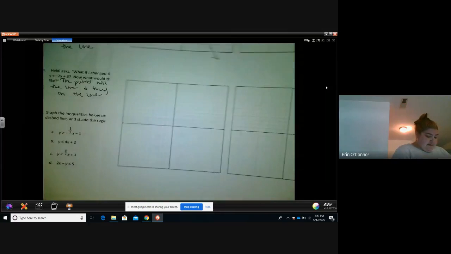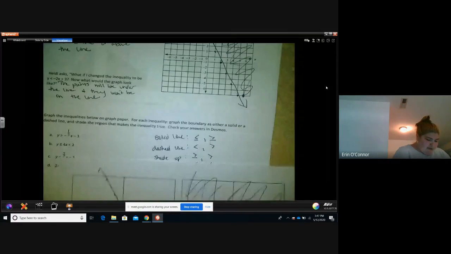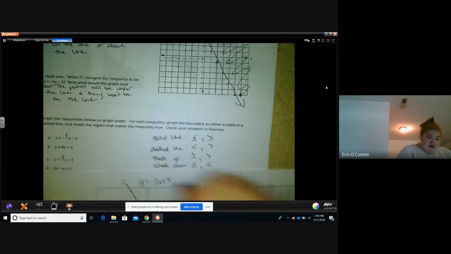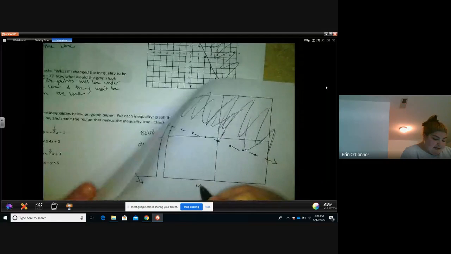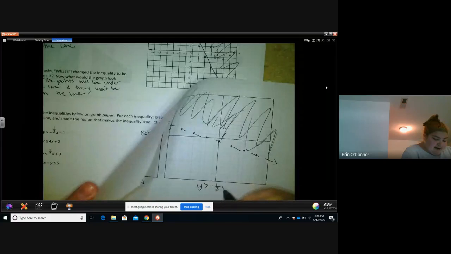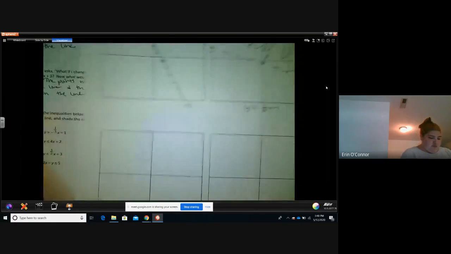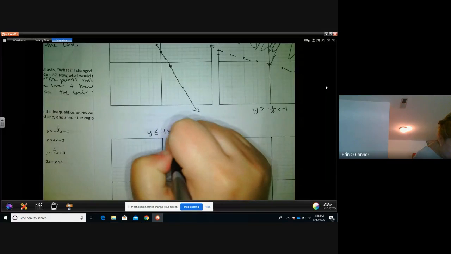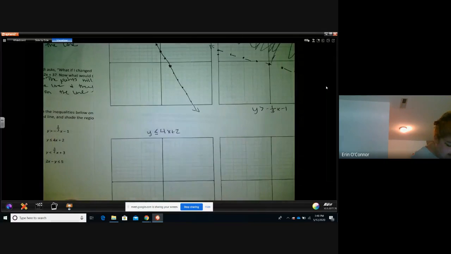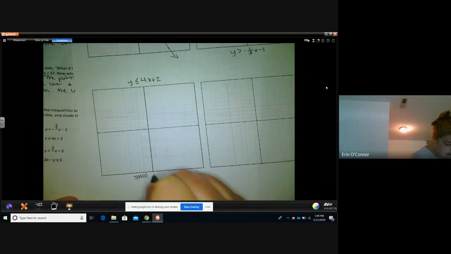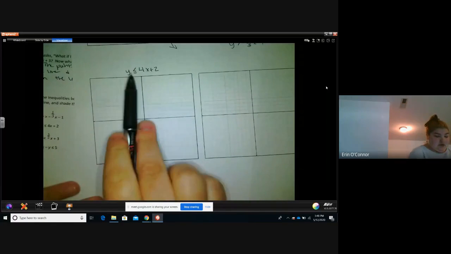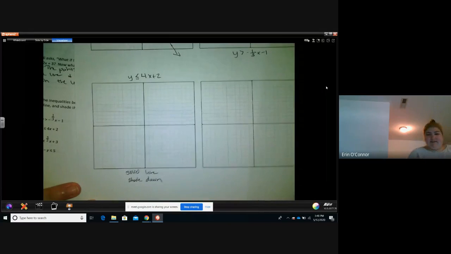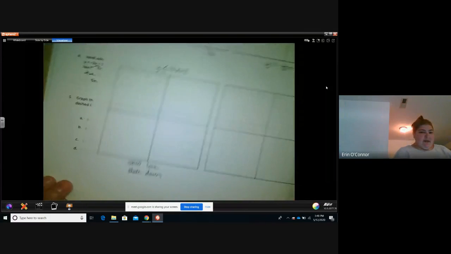So let's look at the next one. I usually like to write what I did on my graphs, so if I go back to the graph, I can remember what I was looking at. So this is going to be y is less than or equal to 4x plus 2. Already I know it's going to be a solid line because it is equal to, and since it's less than, I'm shading down. Sometimes it helps to take those notes as you go.